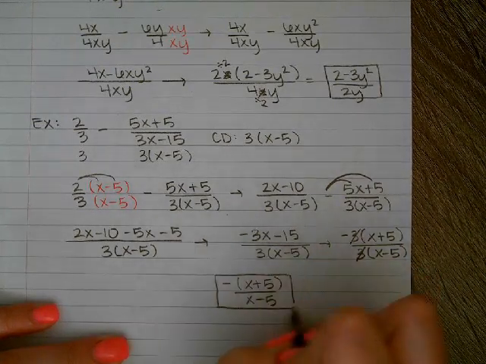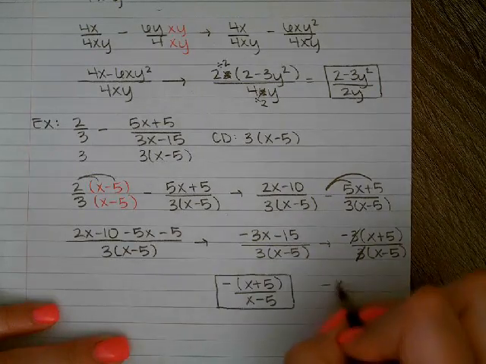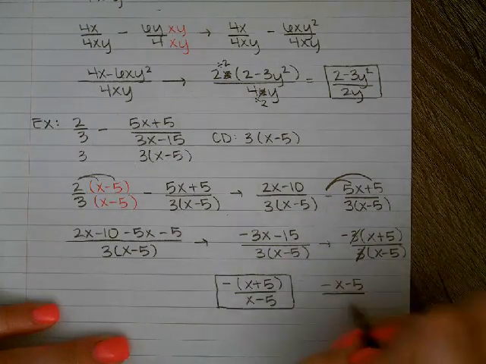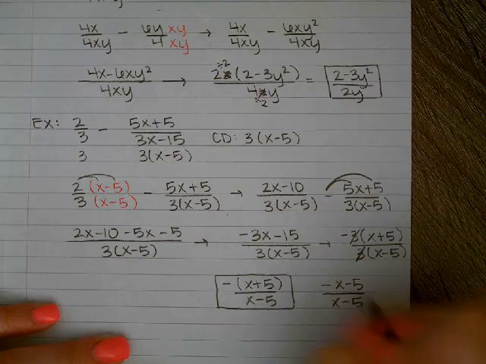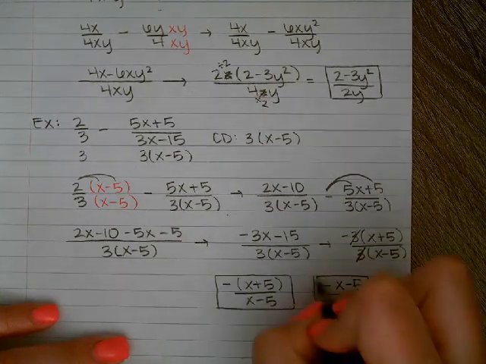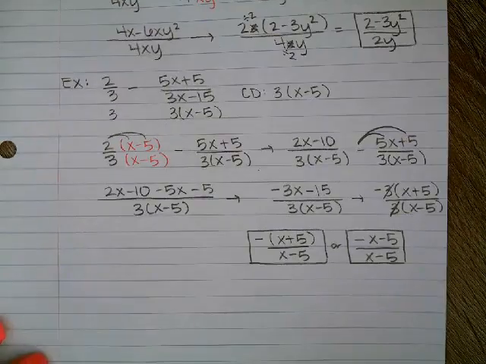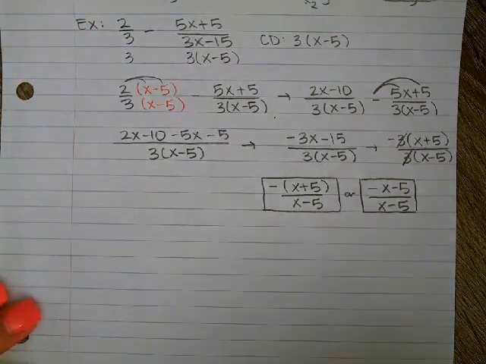Some people would leave it like that. Some people would distribute the negative to the top and get negative x minus 5. It is even more tempting to cancel them out now, but they do not cancel. So either one of those is a good answer. They're both equally accurate. All right, let's do another example.